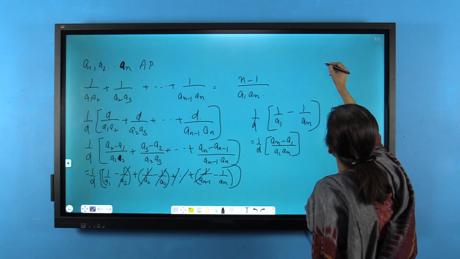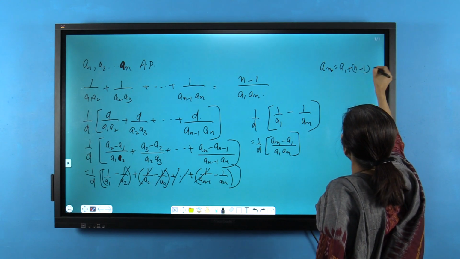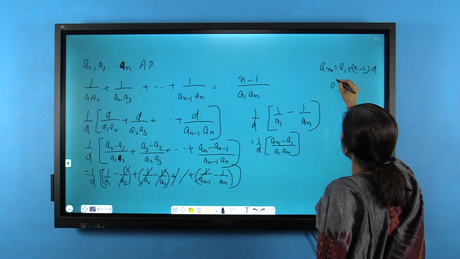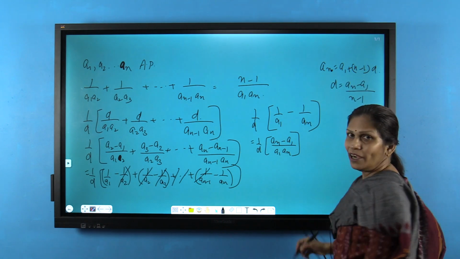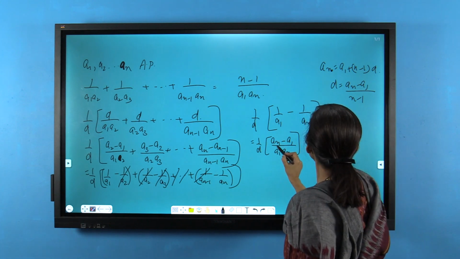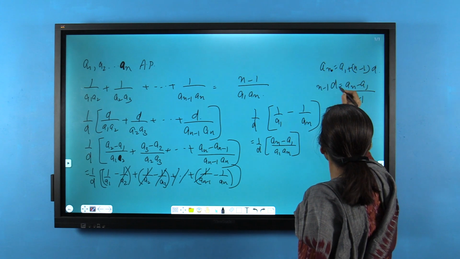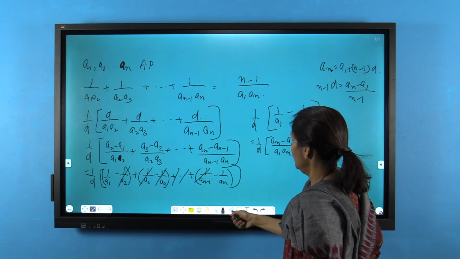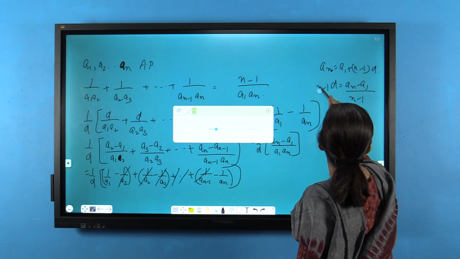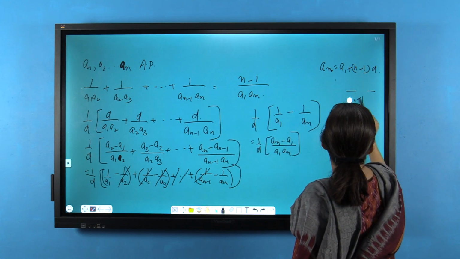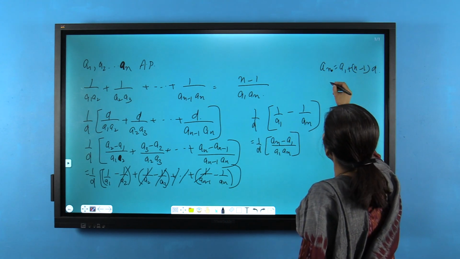What is AN? AN is A1 plus (N minus 1) into d. Doesn't that make d equal to (AN minus A1) divided by (N minus 1)? So, AN minus A1 by N minus 1. What do I need? I need N.